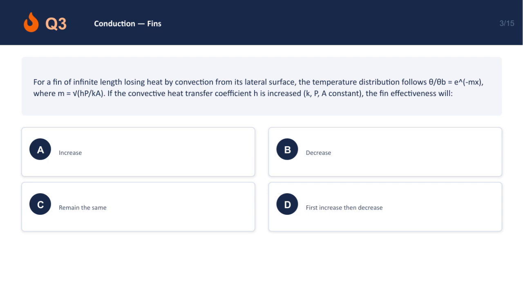As h increases, the denominator becomes larger, causing the overall effectiveness to decrease. This means that in environments where convection is very strong, fins actually become less effective because the bare surface is already transferring heat quite efficiently. So, adding fins doesn't provide as much benefit, which is why the correct answer is that fin effectiveness decreases.